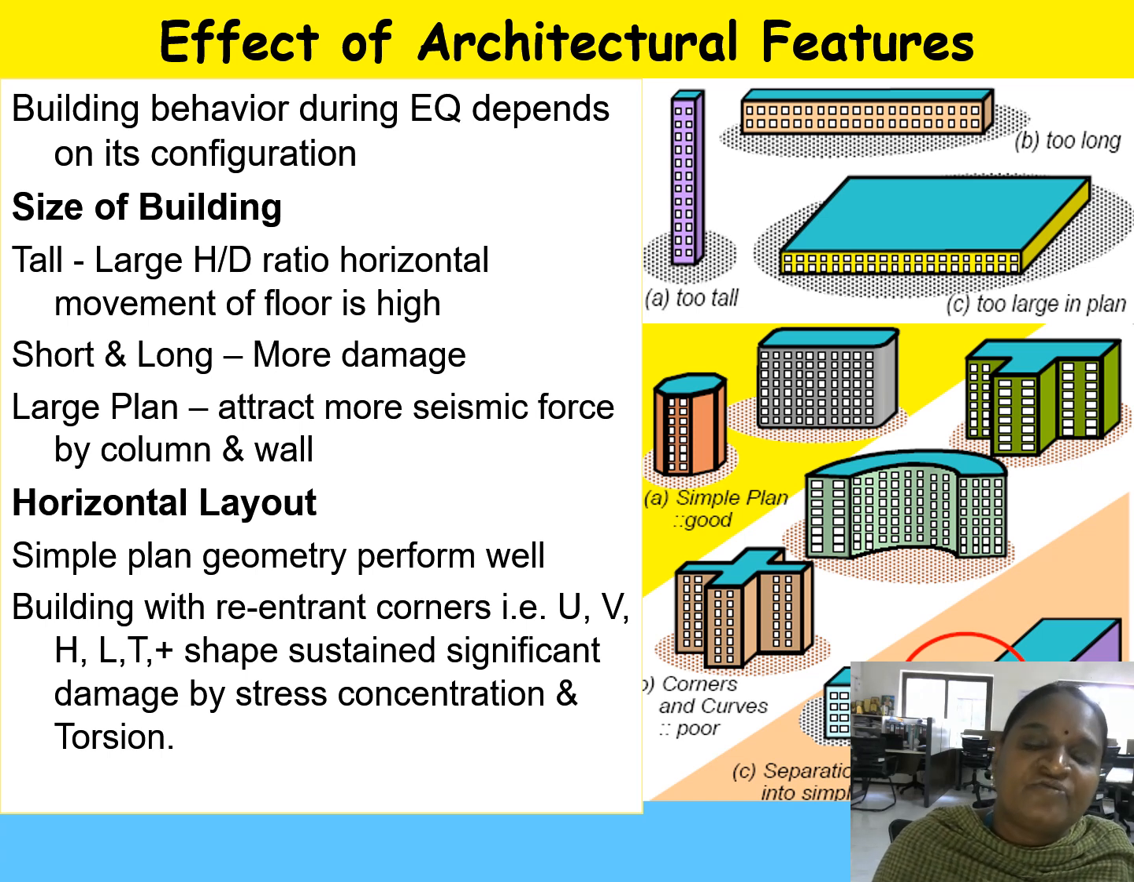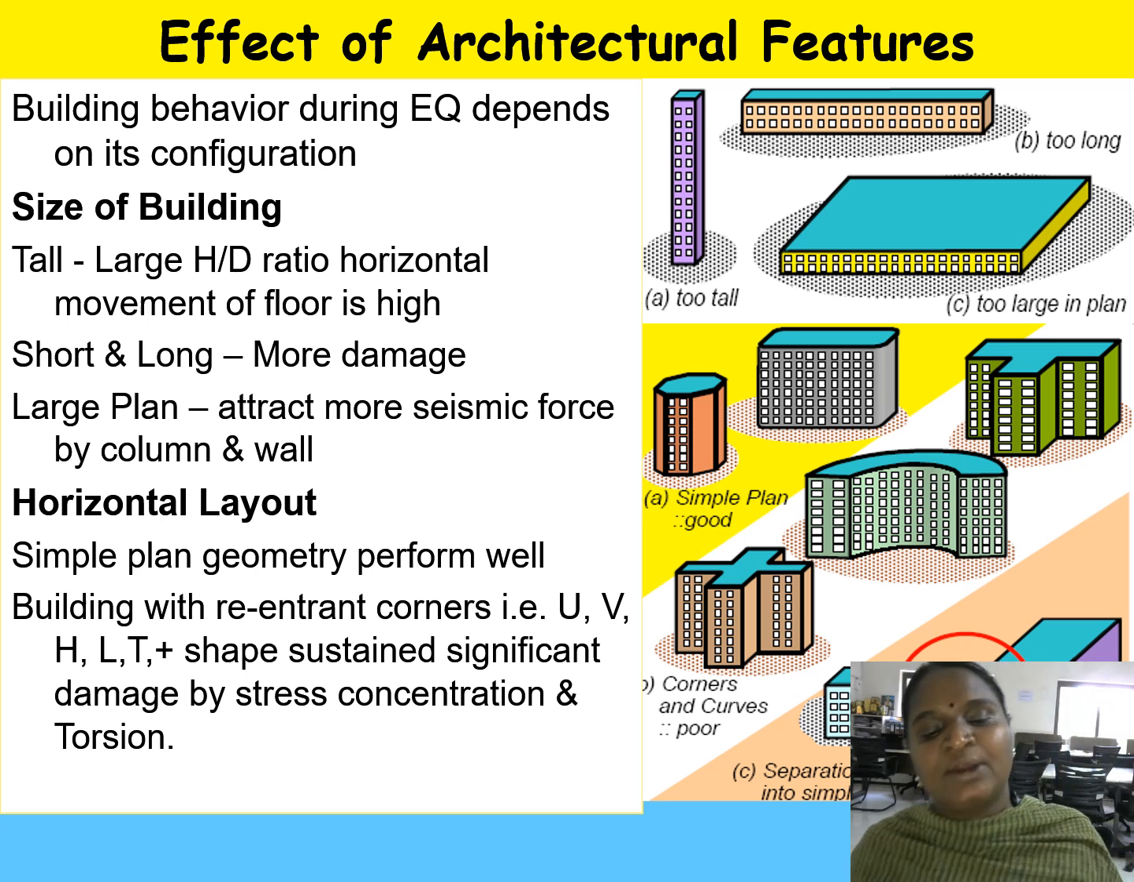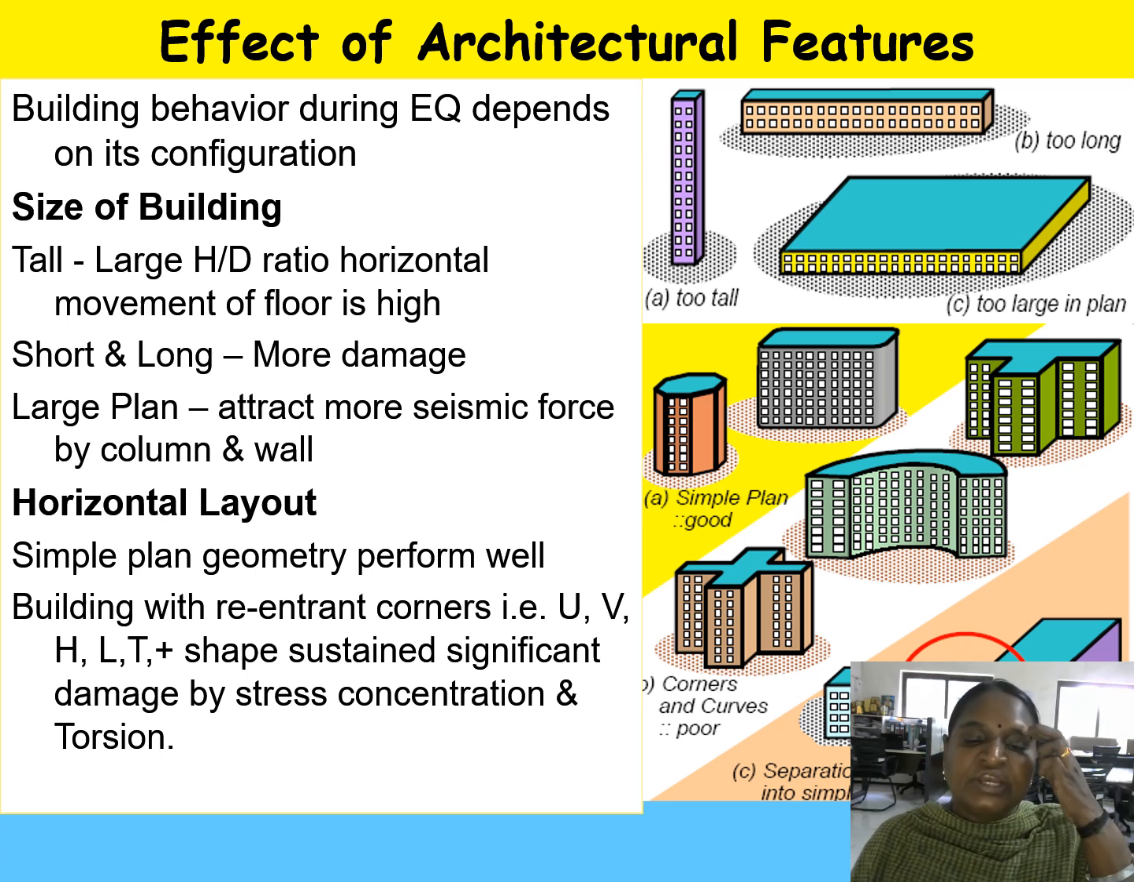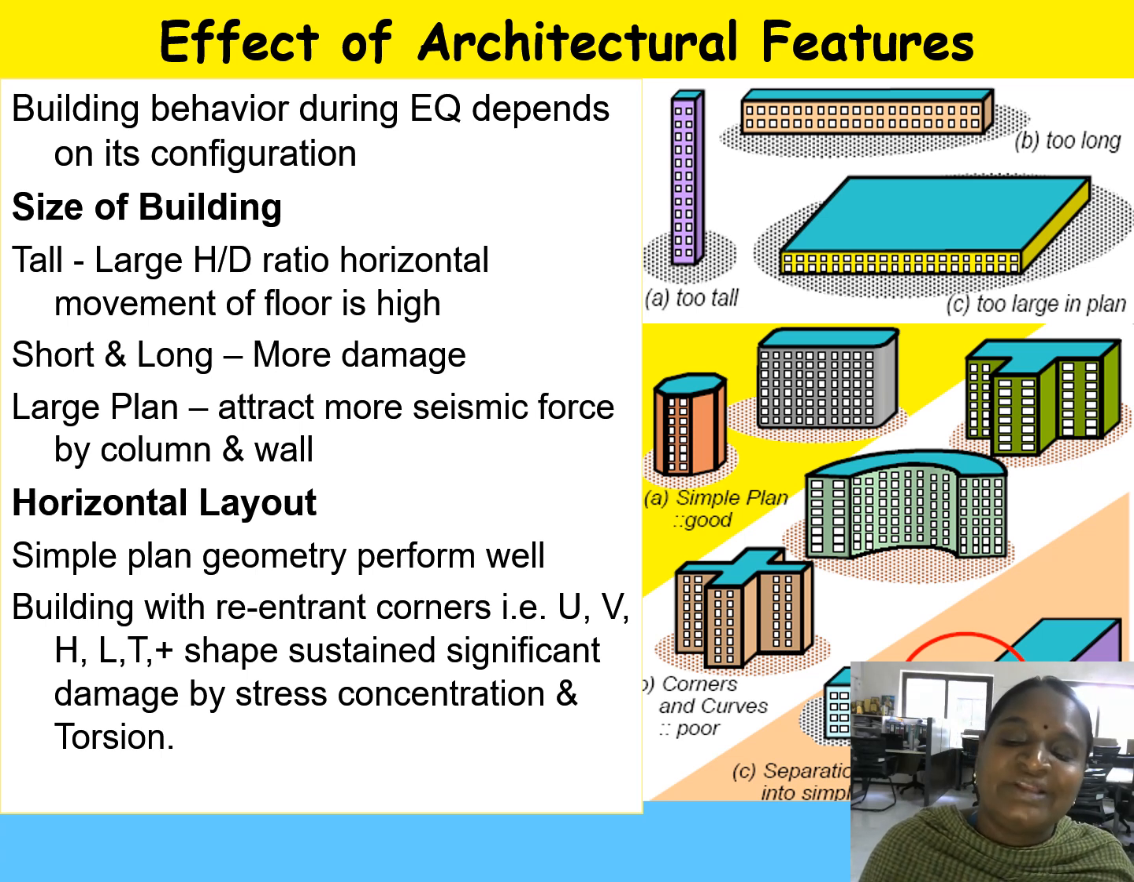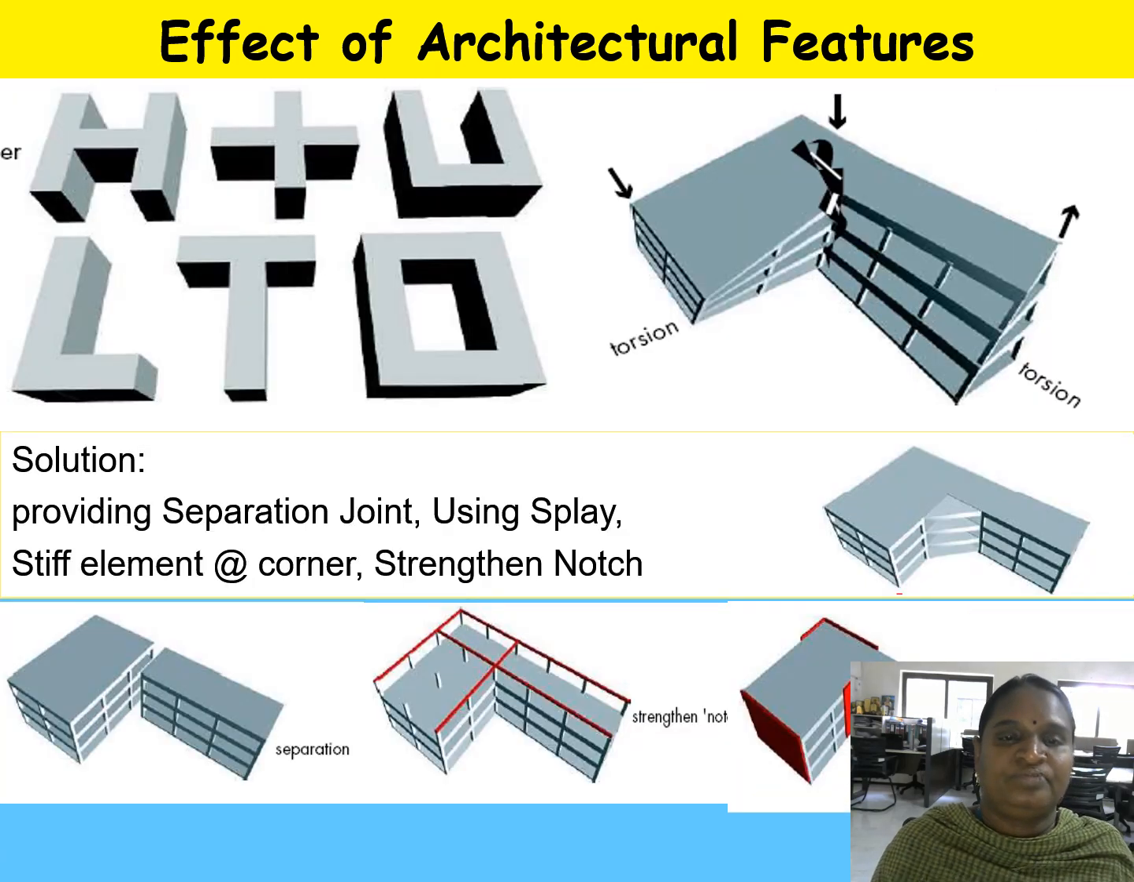So always, when you are preparing your layout, you have to plan a simple plan geometry. Avoid plans with re-entrant corners like U, V, or T or different shapes, because then the stress concentration and torsion will be very high. So it is better to avoid these types of configuration. A simple rectangular or square plan is very good also. So these are some of the architectural features.